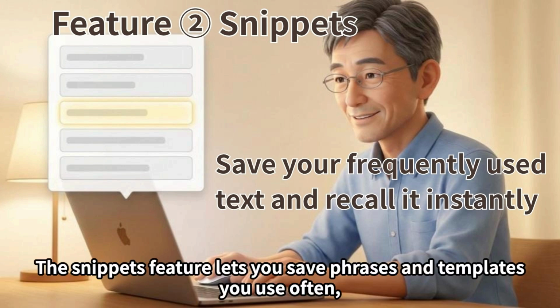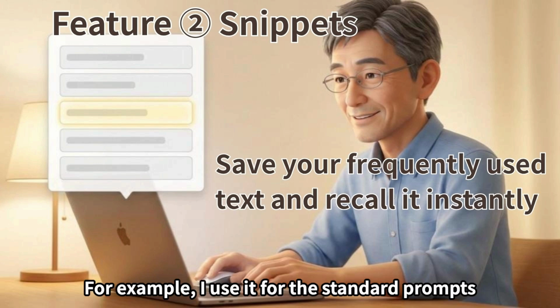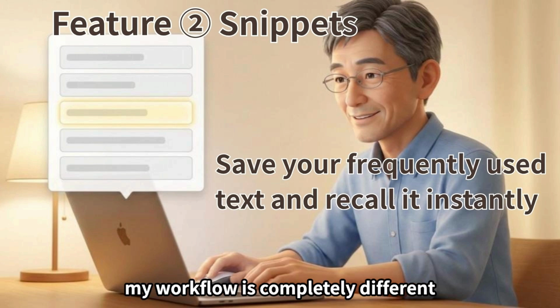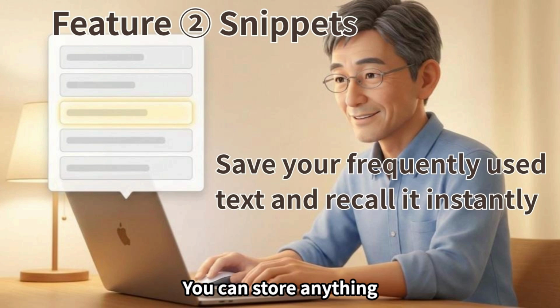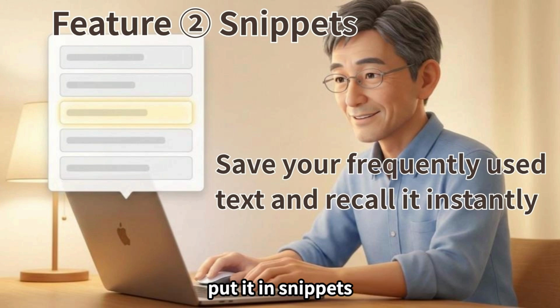The Snippets feature lets you save phrases and templates you use often, then call them up instantly from the menu. For example, I use it for the standard prompts I type into AI tools like Gemini. I used to type out the same instructions every time. Now I just pick the snippet from the menu and it pastes instantly, no matter how long the text. Since I started using this, my workflow is completely different. You can store anything. Email greetings, your address, boilerplate text. If you type the same thing repeatedly, put it in Snippets.